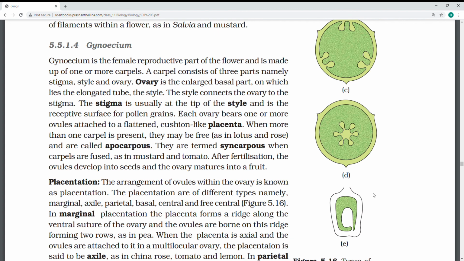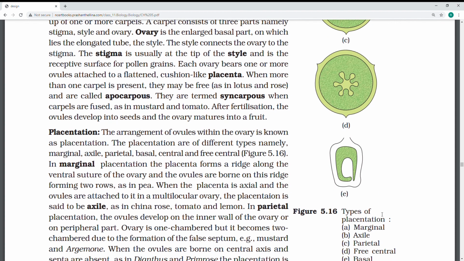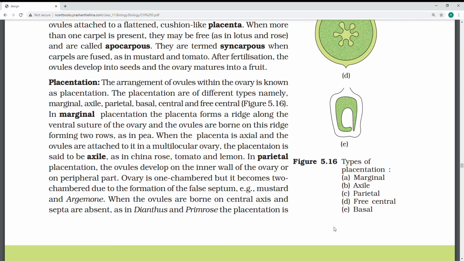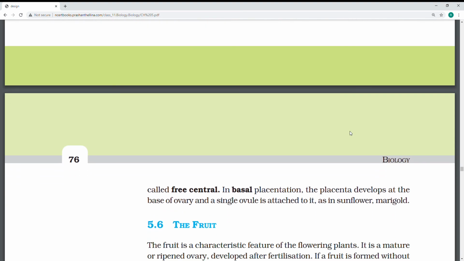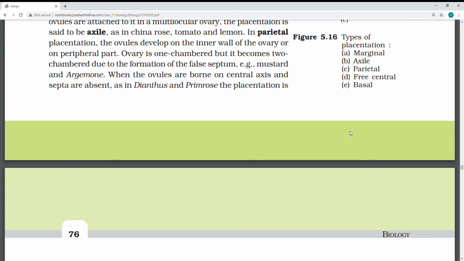The last one is basal placentation. The examples for free central are dianthus and primrose; for basal placentation, sunflower and marigold. For basal placentation, the ovary is one chamber, and the placenta is at the base of the ovary. A single ovule is attached to the base of the ovary, only a single ovule. So this is about placentation, and they have given the examples like this.